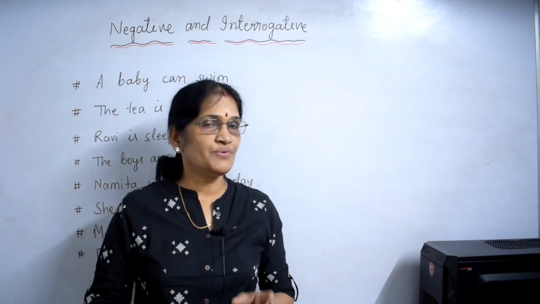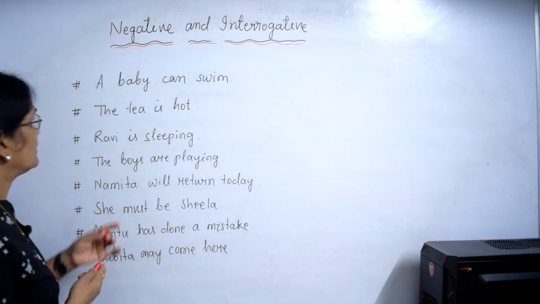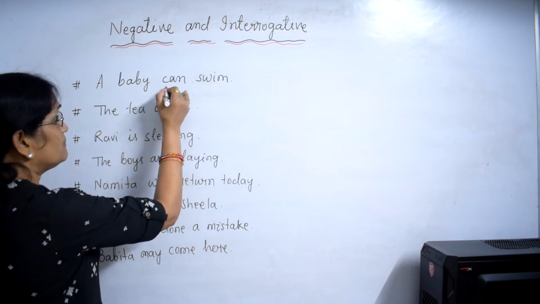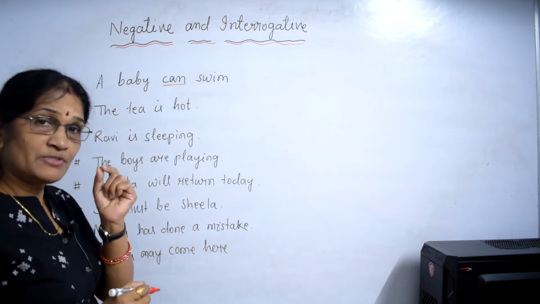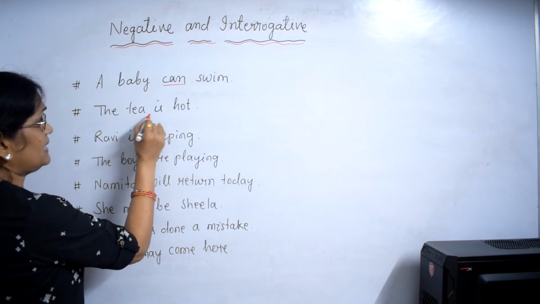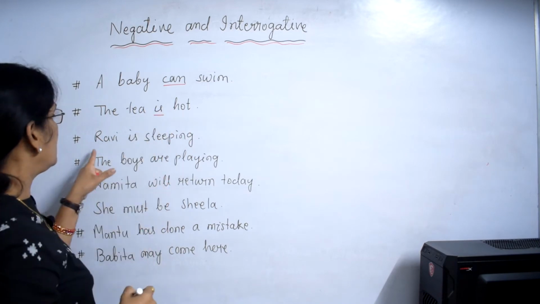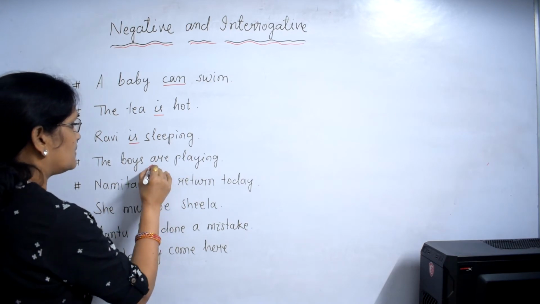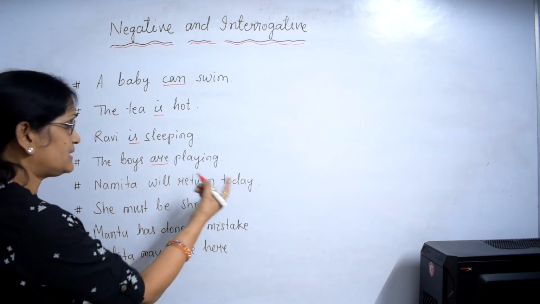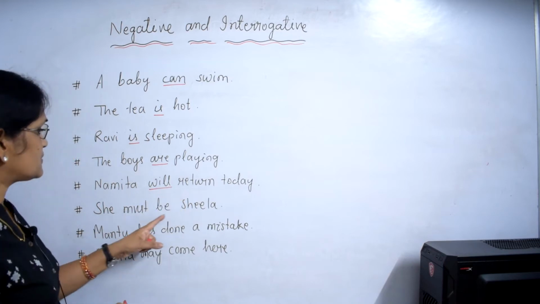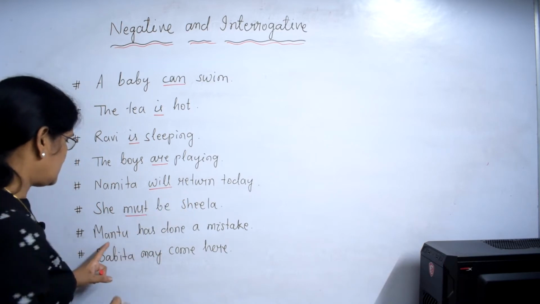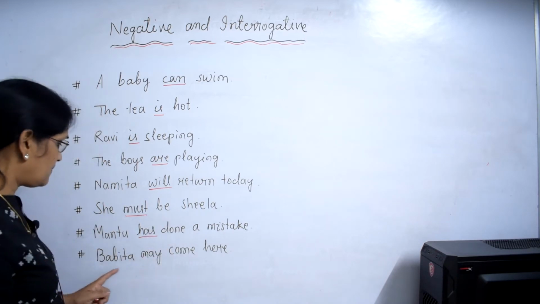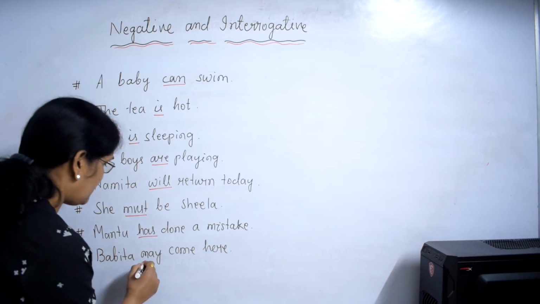Let's learn how to change one sentence into negative. A baby can swim. Here the verb is can, an auxiliary. We have to see the auxiliary form. The tea is hot, is. Ravi is sleeping, is. The boys are playing, are. Namita will return today, will. She must be Sheela, must. Mantu has done a mistake, has. Babita may come here, may.